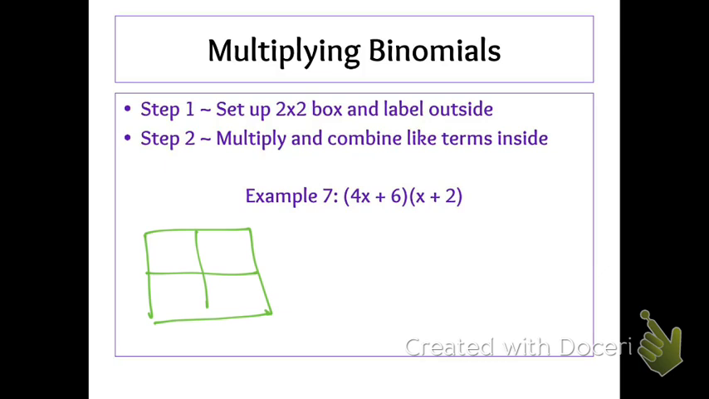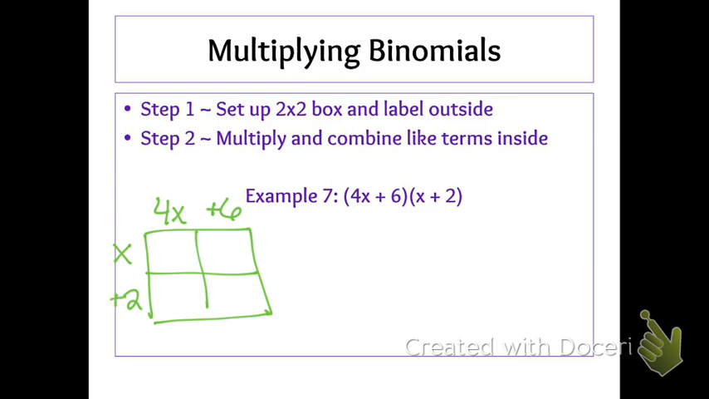On the outside, you're going to label your two binomials. Because multiplication is commutative, remember 2 times 3 is the same thing as 3 times 2, that means 4x plus 6 times x plus 2 is going to be the same thing as x plus 2 times 4x plus 6. That means it doesn't matter which direction you label this box. You can put the 4x plus 6 here, or you can put it on the side. It doesn't matter if you switch those, but along one side of the box, you put your 4x plus 6, and along the other side of the box, you put your x plus 2.